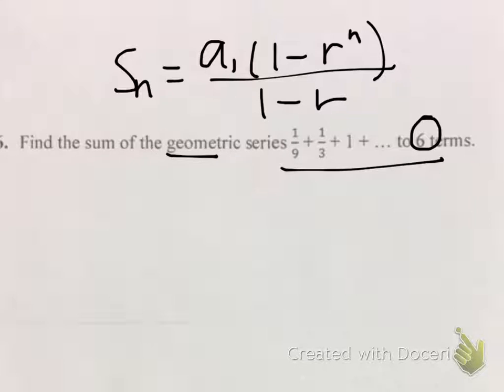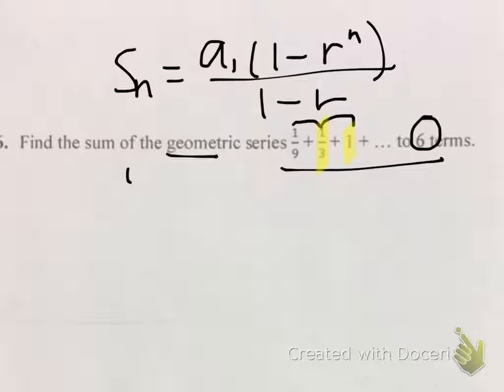Alright, so the first thing I want to do is find how I got from 1/9 to 1/3, and how I got from 1/3 to 1. We know this is geometric, so we know we multiplied by something. If you can't see what it is, if you remember what I told you before, I can take this number and divide it by that number in order to find my common ratio. So if you do 1 divided by 1/3, you find out that your common ratio is 3.